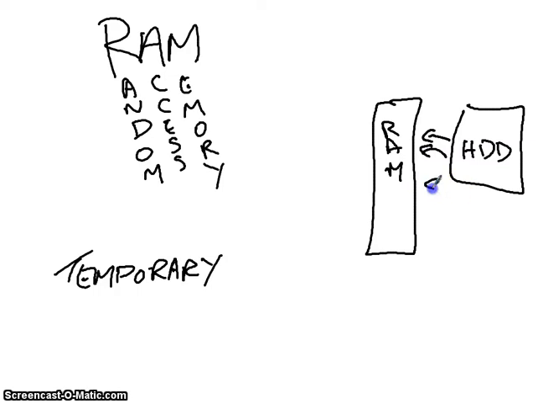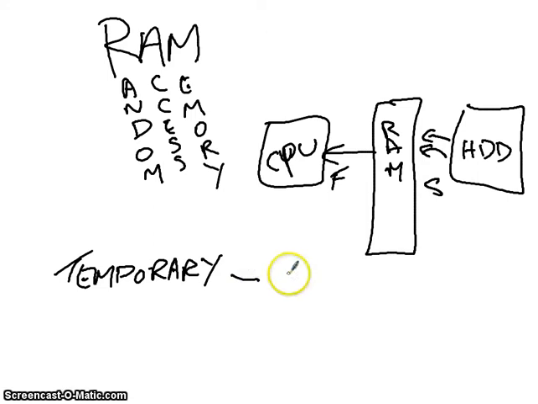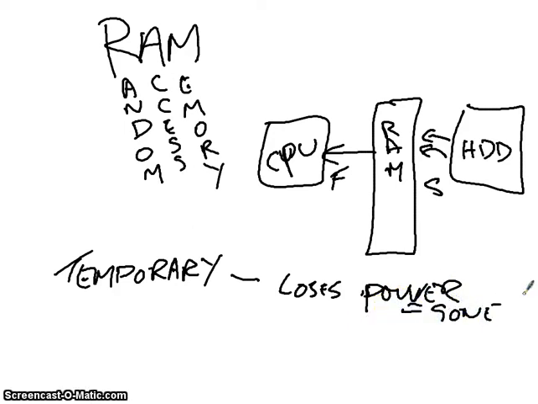Now this is a slow transfer, and then between RAM and the CPU, this is fast. So it's filling up, and it makes the process of getting the stuff to the CPU a lot faster. But it's temporary, which means that as soon as it loses power, it's gone. And then it starts all over again. But that's perfect for what we want it for. We want a way of speeding up the transfer between the hard drive and the CPU, and that's the aim of RAM.